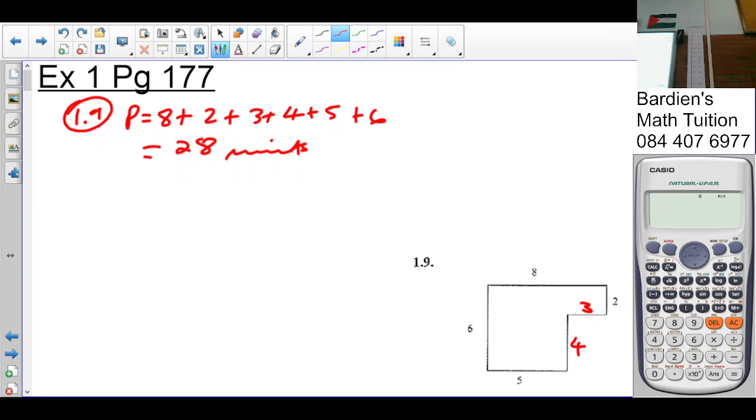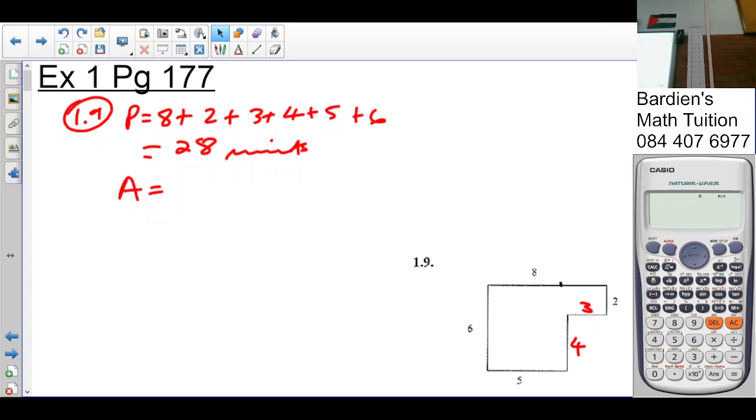People, how do you calculate the area? This is a composite shape. It's made up of two basic shapes. I'm going to divide it there, or I could have divided it that way. I'm going to divide it by the dotted line initially.